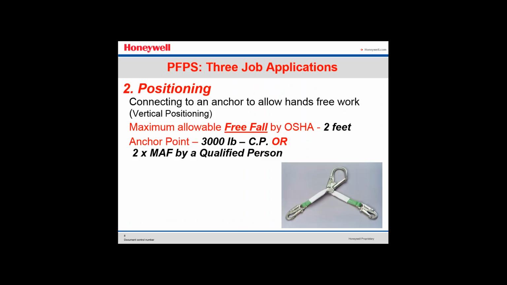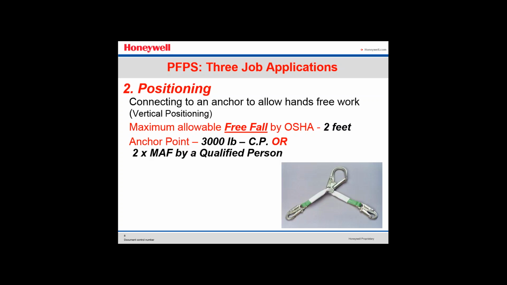The second job application is called positioning. That's where the worker gets connected up so it allows hands-free work. In my slide here, it talks about vertical positioning. The example I give people is a pole climber. A guy goes up a pole, has a positioning device around the pole, leans back and uses their hands to work on electric wires or telephone wires or some type of job.